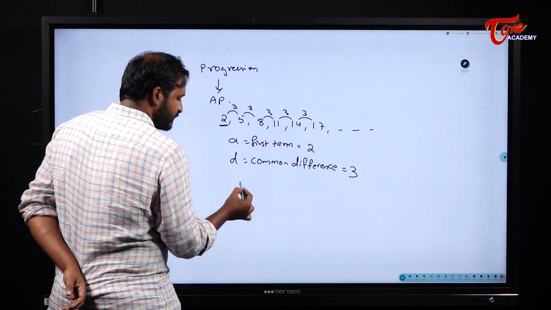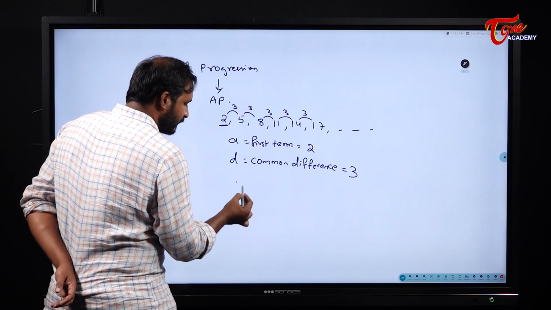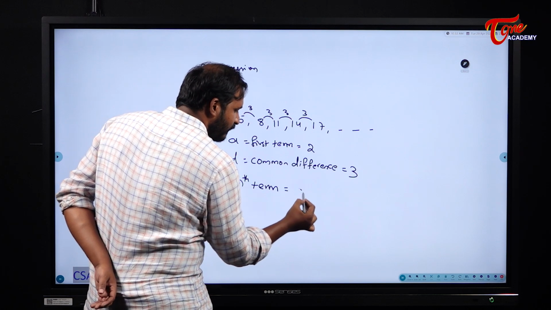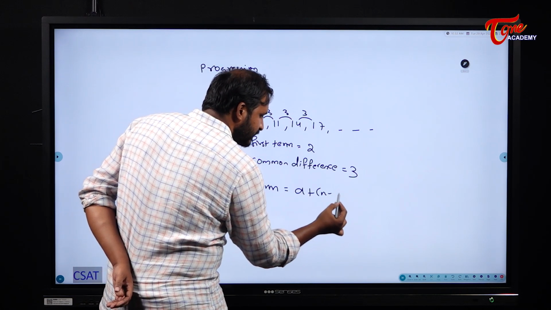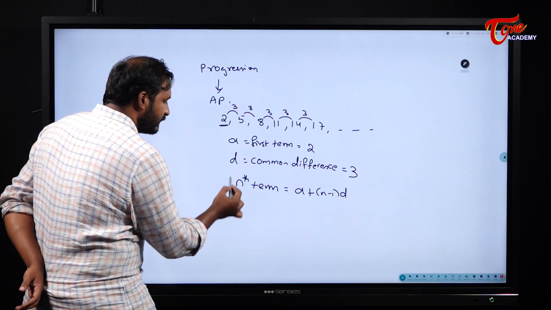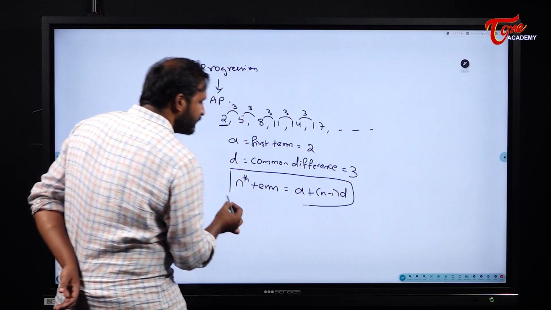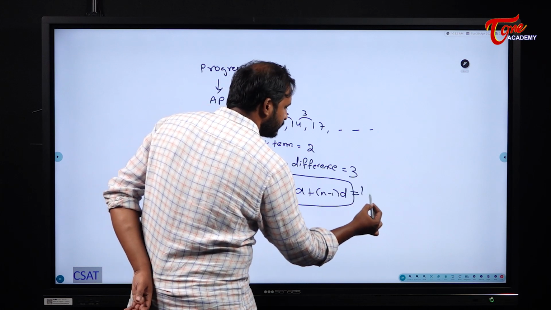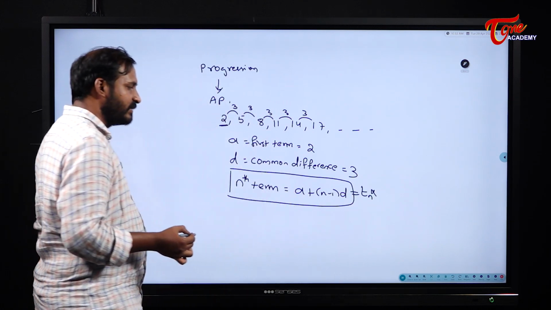Here first term, or what we can call the nth term. If I want to find some nth term, then we will have the formula A plus (n minus 1) into D. In other texts, they will also indicate it with Tn. This indication is not that important for us.